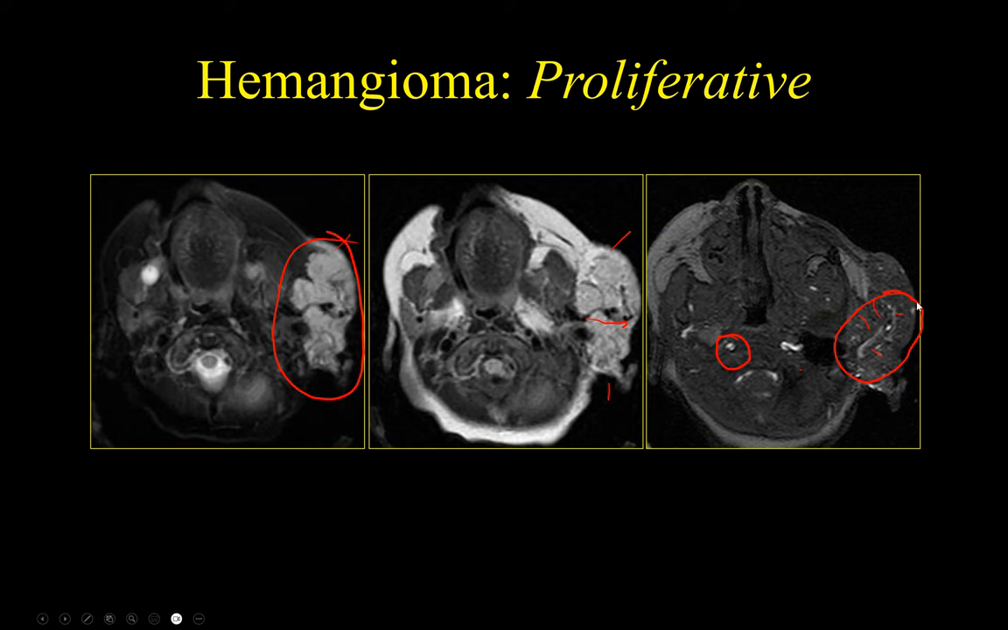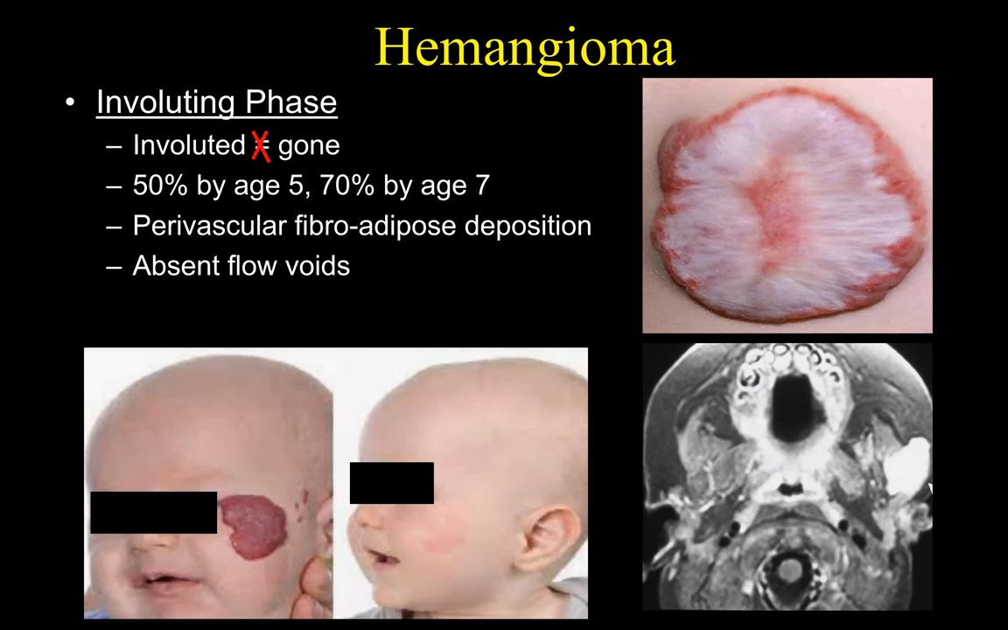Now, if you have a proliferating phase, then you have an involuting phase. So when we talk about hemangiomas, when these things involute, that doesn't necessarily mean they melt away. They oftentimes will have a little bit of residual that's defined histologically by this perivascular adipose tissue and deposition. So this is, if you will, a burned out chronic hemangioma with just some fibroadipose deposition.